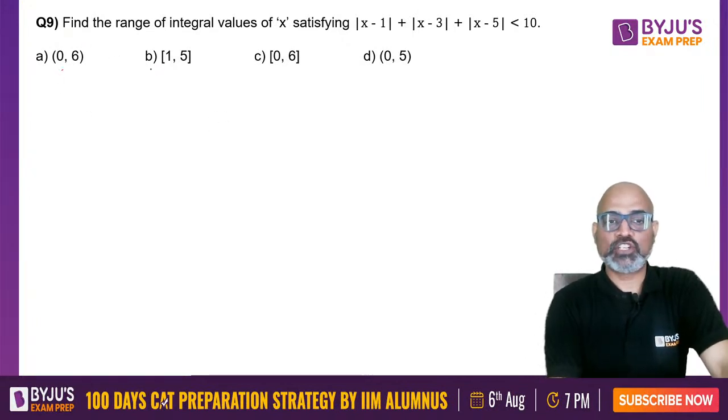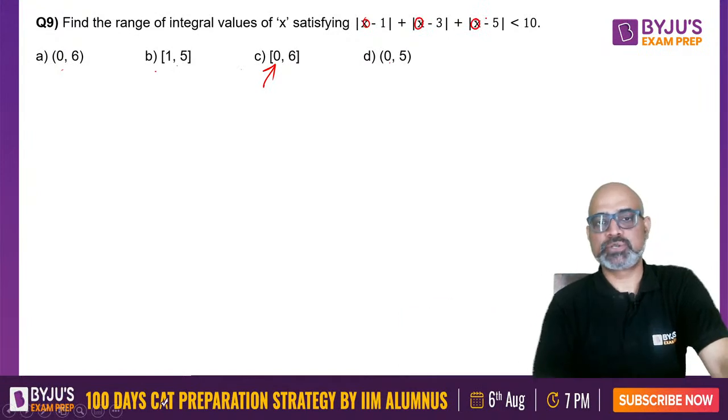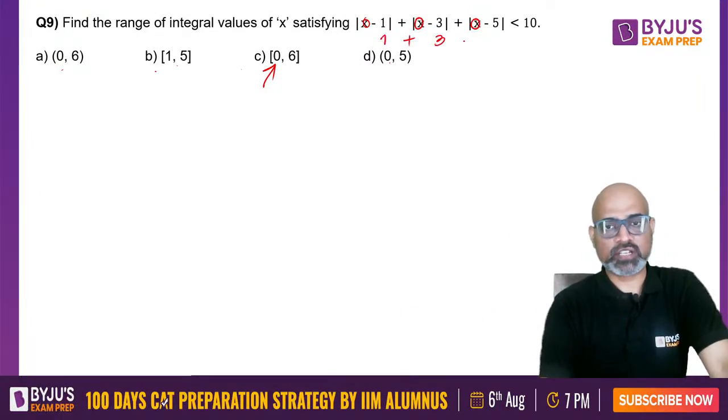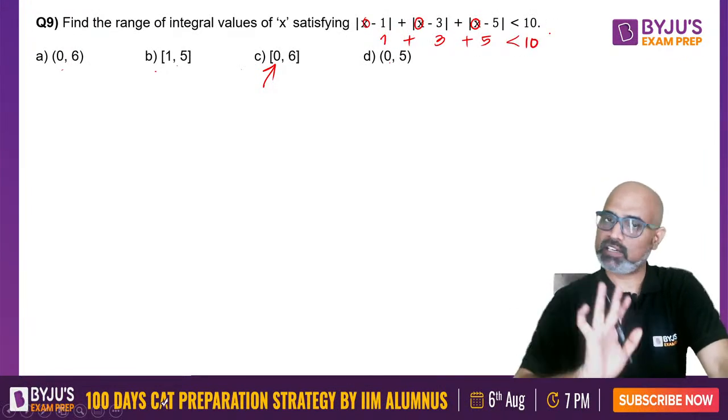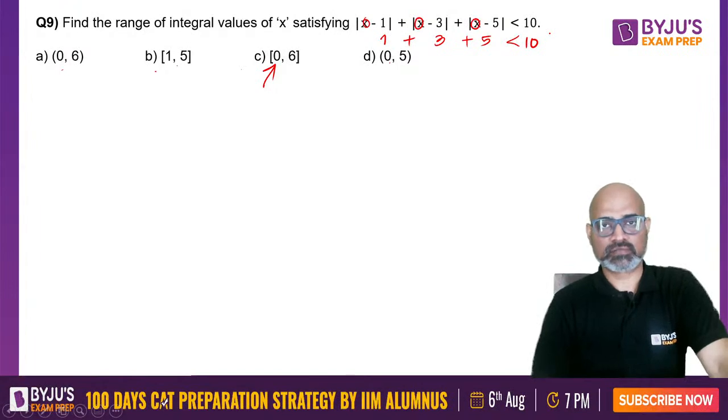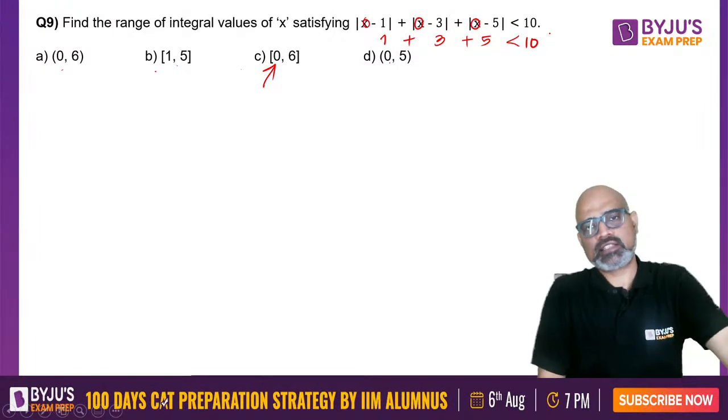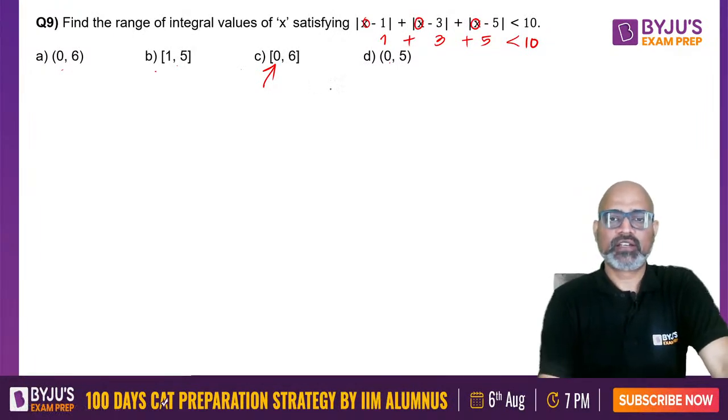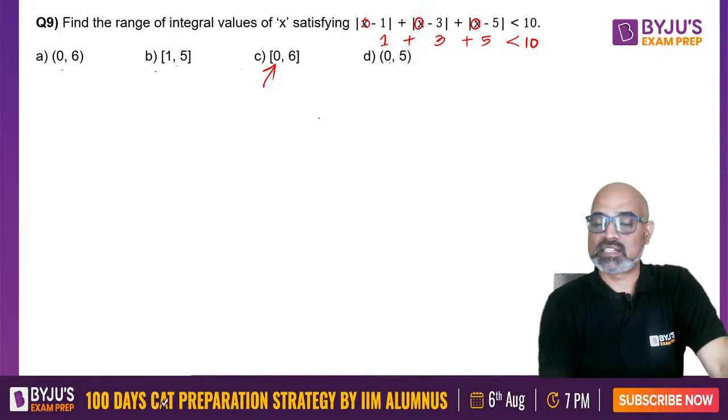So if you look at the options, this is 1, this is 0, this is more than 0, this is more than 0. So between these, I will pick 0. If I'm going to put 0, will the answer be true? The mod of -1 is 1, the mod of -3 is 3, the mod of -5 is 5. Is that less than 10? That 8 is less than 10. Yes, of course, 8 is less than 10. We know that, right? We don't have to prove that 8 is less than 10.